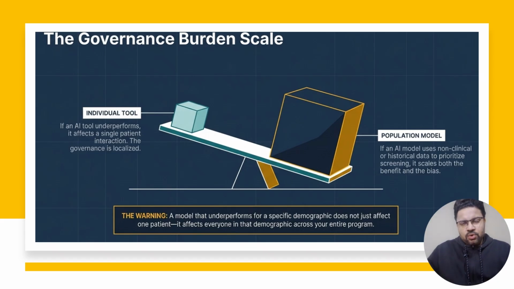So this slide shows what I call a governance burden scale. On one end, you have individual AI tools, for example, a tool used in a single patient interaction. If it underperforms, the impact is local. On the other hand are population-level models, such as screening prioritization or risk stratification. Here, if the model is wrong, it can affect the entire group of patients, which means the governance responsibility becomes much higher.